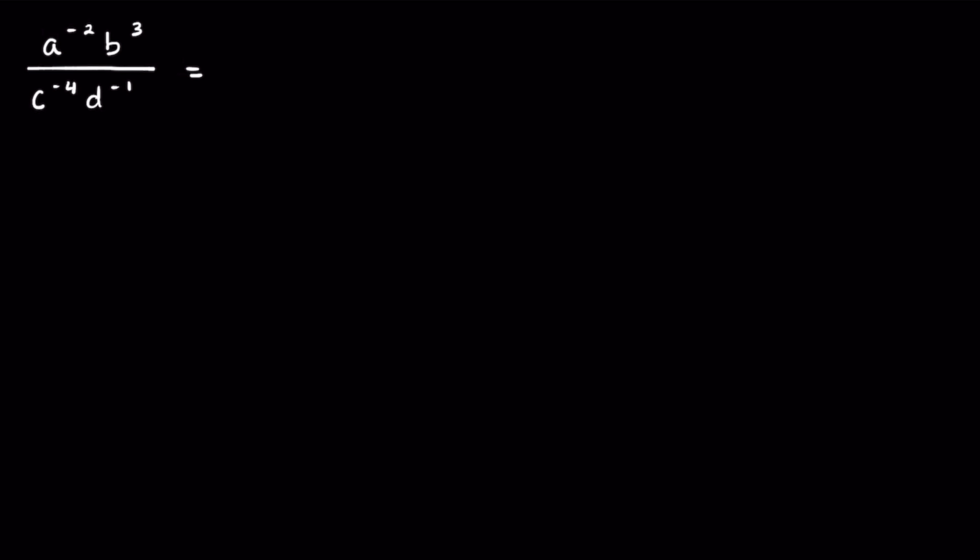Okay, so for this one, we have a to the negative second power times b to the third power all over c to the negative fourth power times d to the negative first power. So notice here how we have 4 different bases, and if we wanted to write this expression just using positive exponents only, then how are we going to do that?